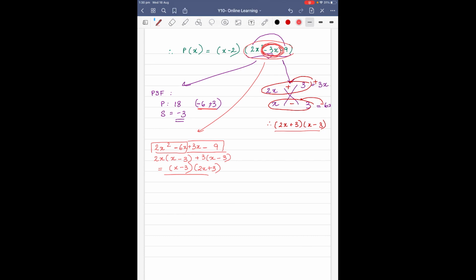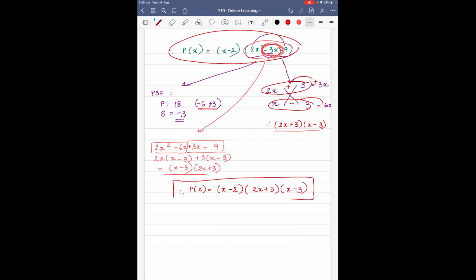So if I rewrite this, therefore P(x) equals x minus 2, okay, because we're looking back at this one here. And then if you factorize the other one, which is 2x plus 3, x minus 3. And that is how you completely factorize a polynomial.